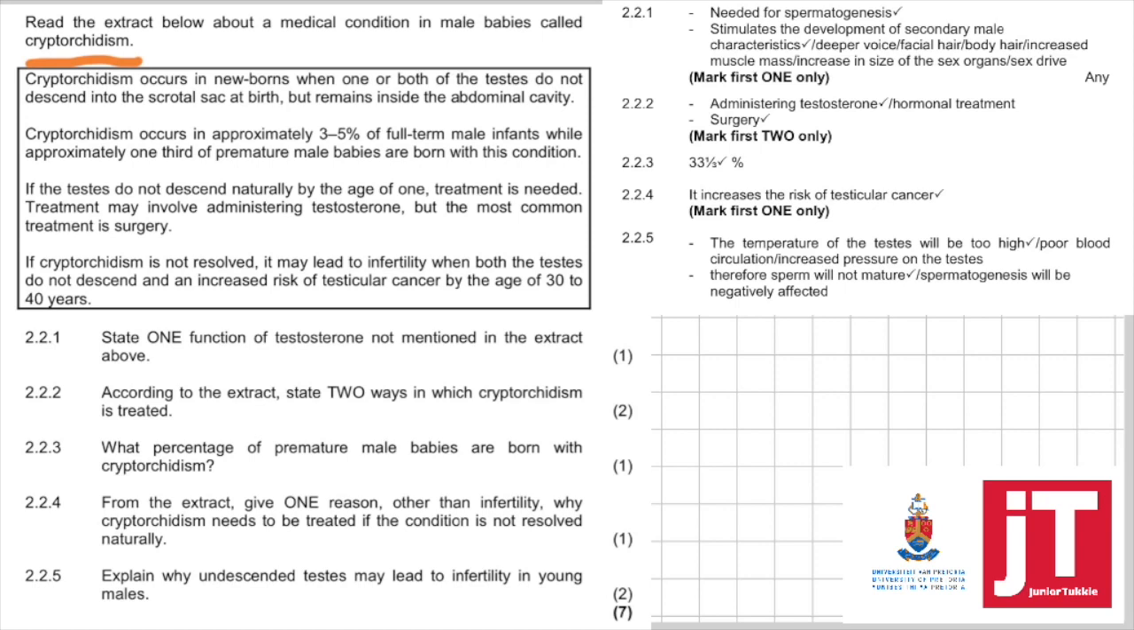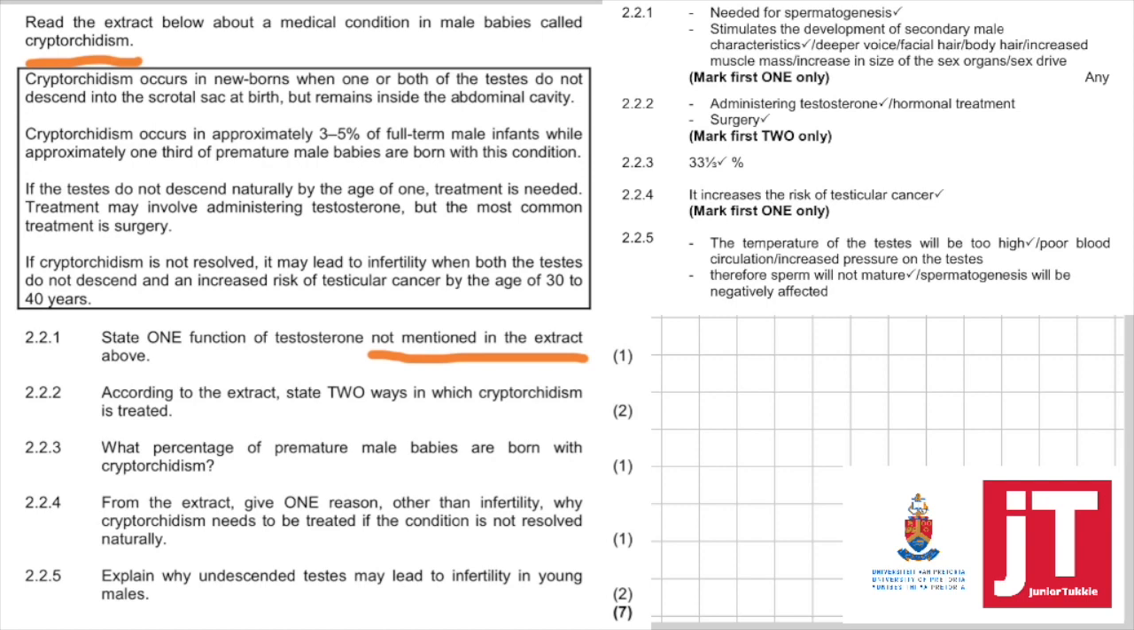Treatment may involve administering testosterone, but the most common treatment is surgery. If cryptorchidism is not resolved, it may lead to infertility when both the testes do not descend, and an increased risk of testicular cancer by the age of 30 to 40 years. Now, 2.2.1. State one function of testosterone not mentioned in the extract above.